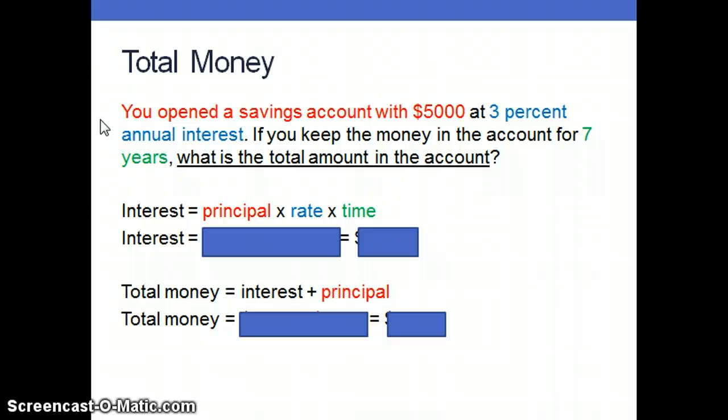Here's the difference. Let's look at this last phrase. What is the total amount in the account after the 7 years? That's the difference. They don't want to know what the interest is. They want to know how much total money do you have. So here are the two steps. Step 1, you're going to calculate interest just like you did with the other problems. Step 2, you're going to take that interest and add it back to the principal. Add it back to the money you started with.